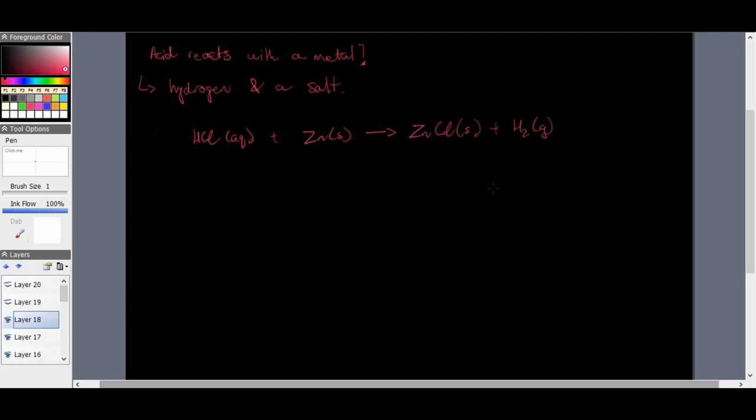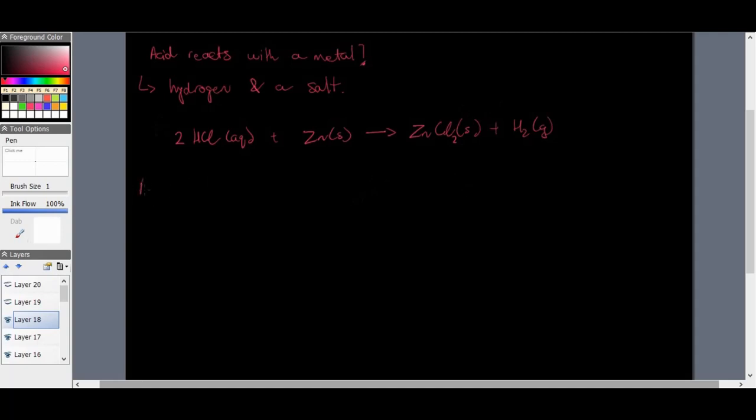I need to balance this equation, of course, and the only way I can balance that is if I put a 2 in front of the HCl. I have two hydrogens, two hydrogens. Oh, and that's ZnCl2, sorry, because zinc makes two bonds.